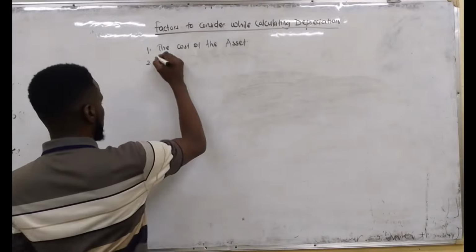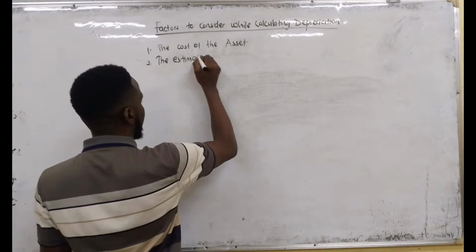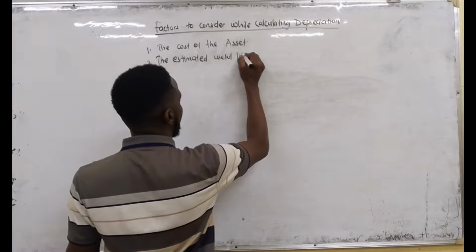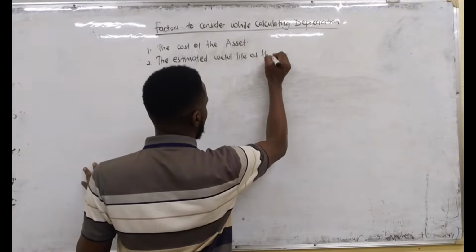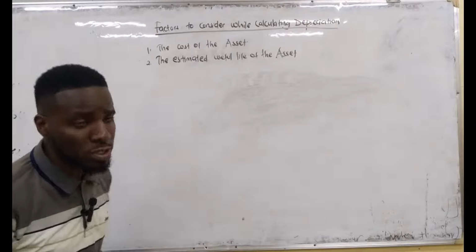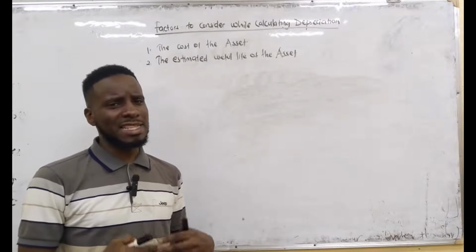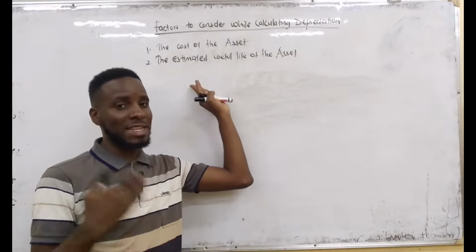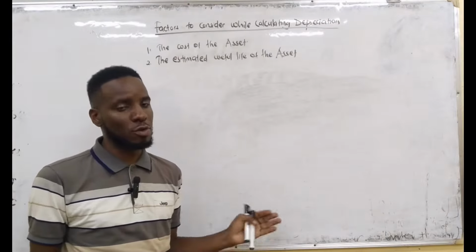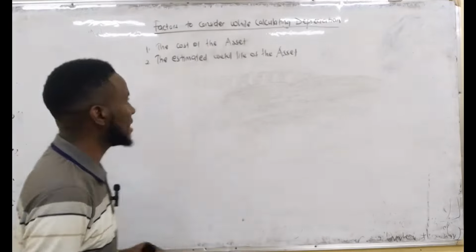Two, the estimated useful life of the asset. You need to know for how long this asset will be in use in our business. That's the estimated useful life. It is always an estimate, because you're not sure how long you're going to use the asset. That's why we always call it an estimate.